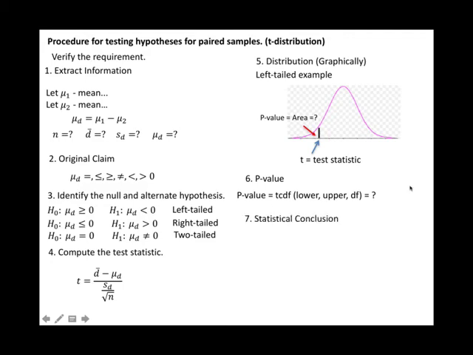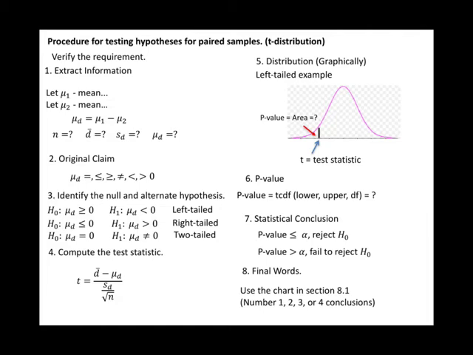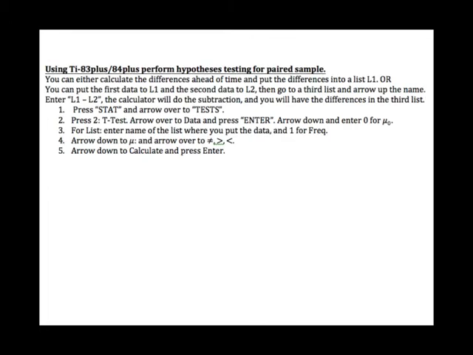After you get the p-value, you could draw the conclusion. Less than or equal to alpha will be reject. Greater than alpha, we're going to fail to reject. Conclusion will be in section 8.1, the 1, 2, 3, 4 conclusions. Okay, this is how you use your calculator to do the hypothesis testing. You should be able to find the test statistic and also the p-value.